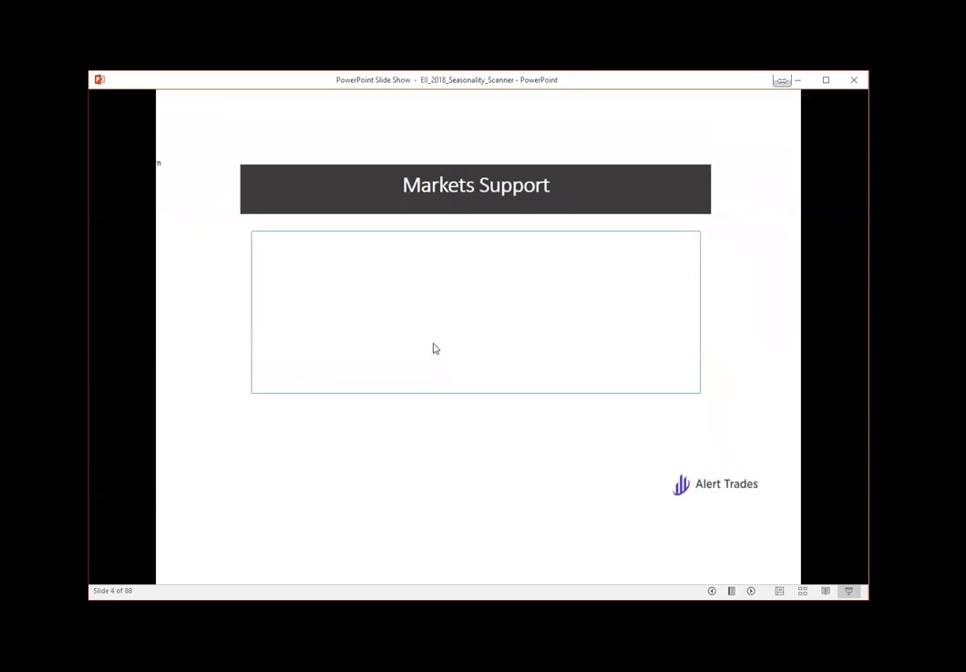Let's proceed forward, and let's now start talking about the software. The very first question a lot of people ask us is, what markets do we support? If you notice, most of the global seasonality software out there pretty much just supports U.S. stocks. Some people now are supporting the Forex market. Some people are also supporting the futures market out there. However, not a lot of people are supporting any other global instruments out there.